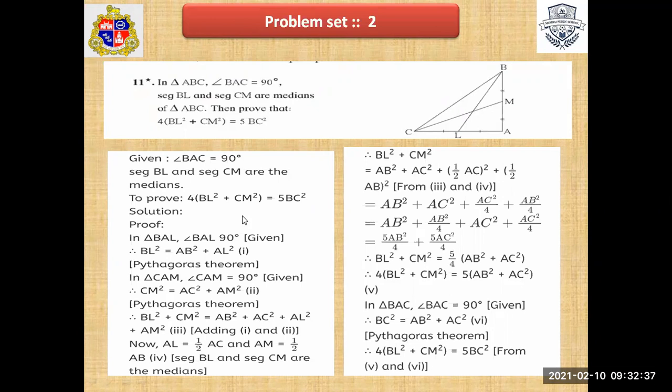So here we apply the Pythagoras theorem three times. First we apply it in triangle BAL, then in CAM, and then we use the median condition: AL is half of AC, AM is half of AB. Replace AL and AM by half of AC and AB respectively. Then again apply the Pythagoras theorem in triangle BAC. Okay, students. Now, next question.